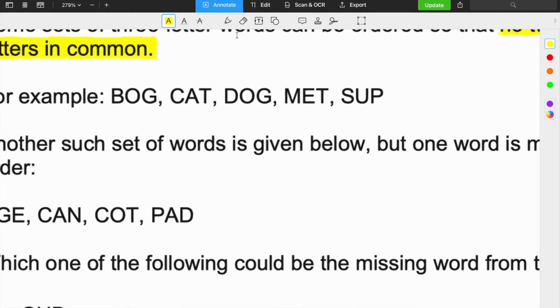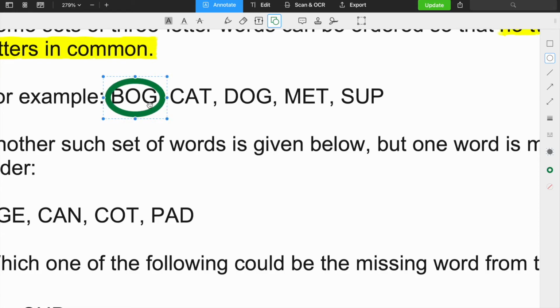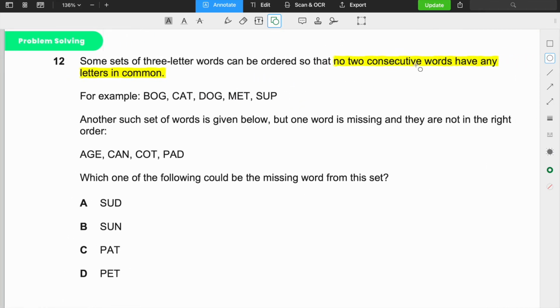For example, if you were to look at bog, does bog and cat have any of the same letters? No. Does cat and dog have any of the same letters? No. So cat does not have any similar letters to bog, nor does it have any similar letters to dog. Dog does not have any similar letters to cat, nor does it have any similar letters to met. Okay, consecutive just means next to. So words next to each other cannot have the same letters or common letters.